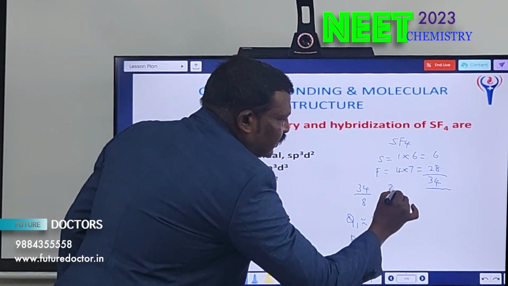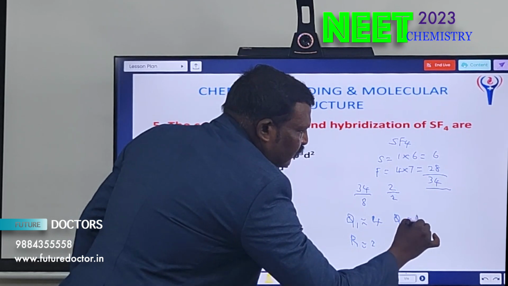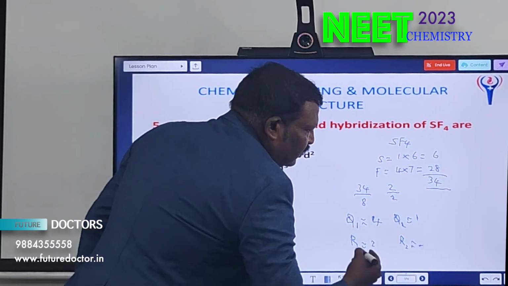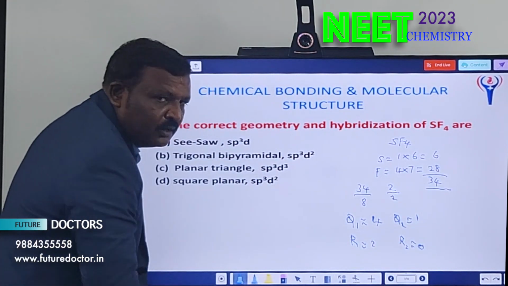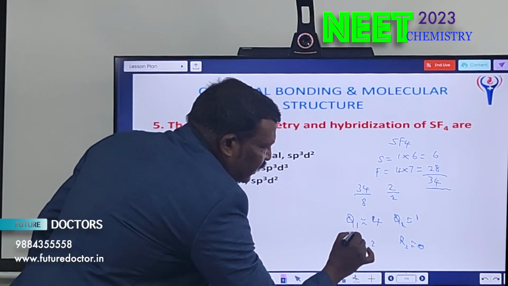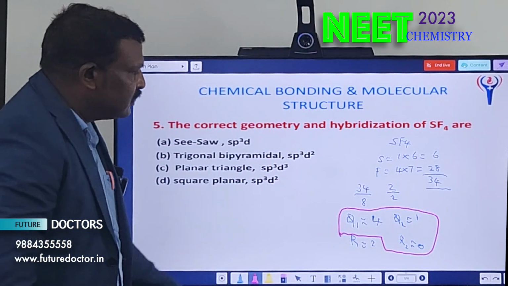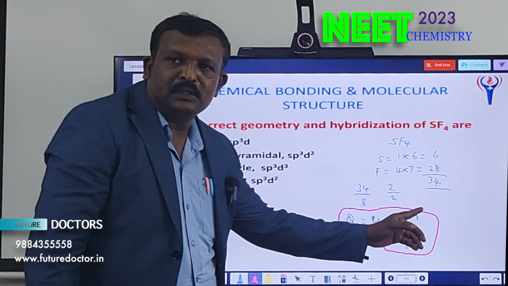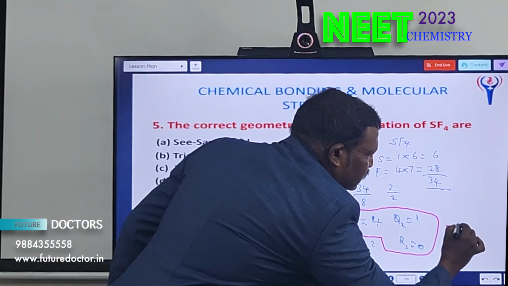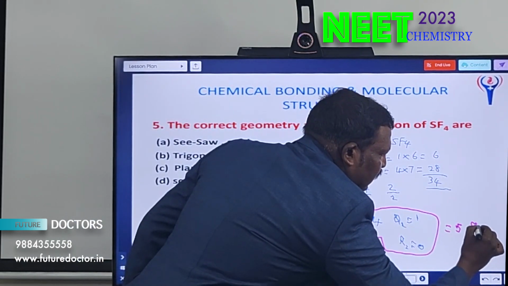If 2 is coming, once again we have to process. So Q2 is equal to 1, R2 is equal to 0. This is the way to find out: add all the quotients and the final remainder. Are you following? So 4 plus 1 plus 0, add all this, the answer will be 5. If you get 5, that means sp3d.